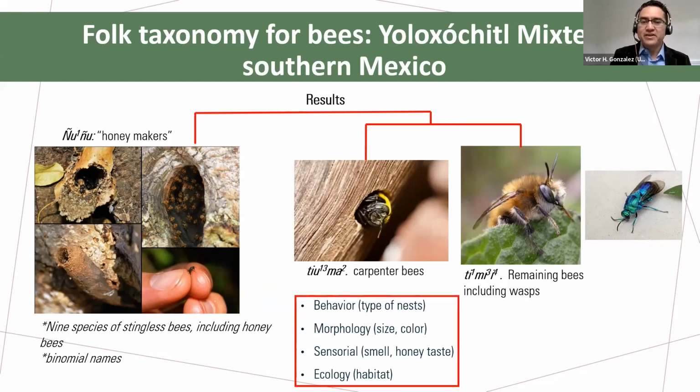And this is based on different kinds of features: the behavior, in terms of the type of nest, morphology, the size, the color, some of the sensorial cues, for instance, using smell. They will grab them from their nest, smell them, and they will recognize the kind of bee based on that, the taste of the honey, and also the habitat, whether they're nesting in the ground or up in the trees. So it's very interesting to see the different kinds of features that they're using to identify them.